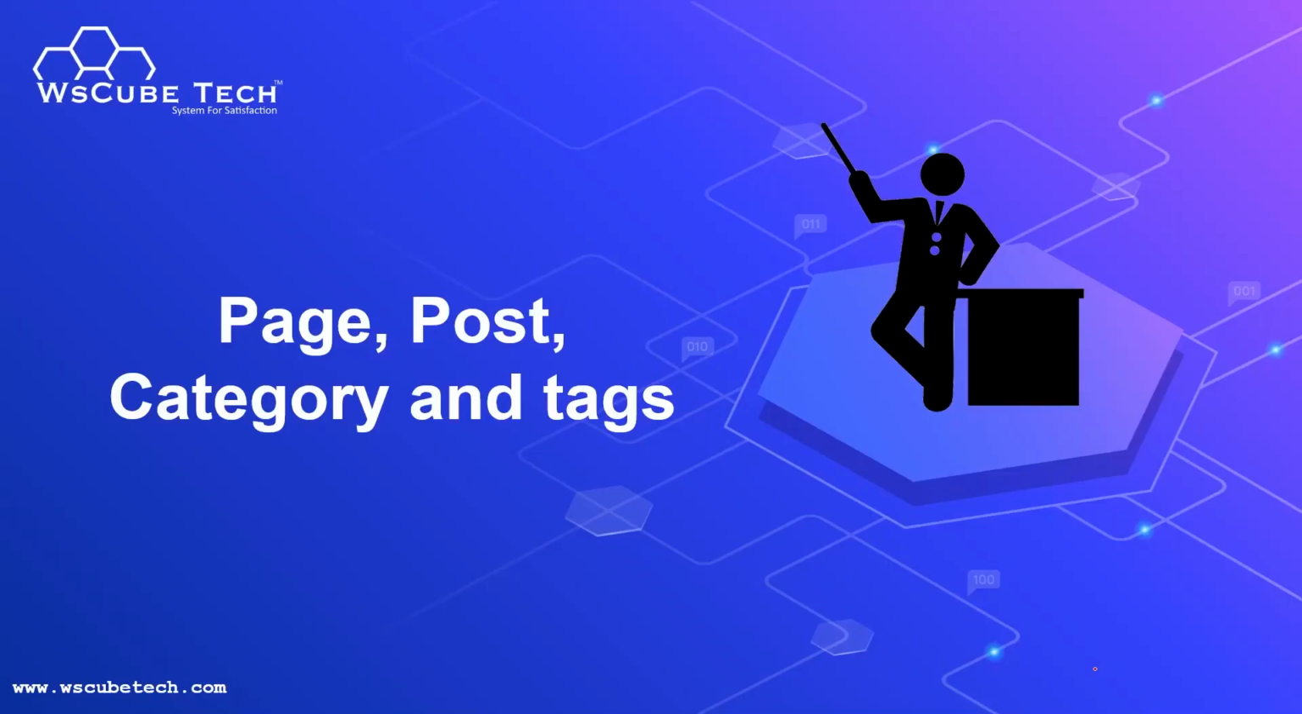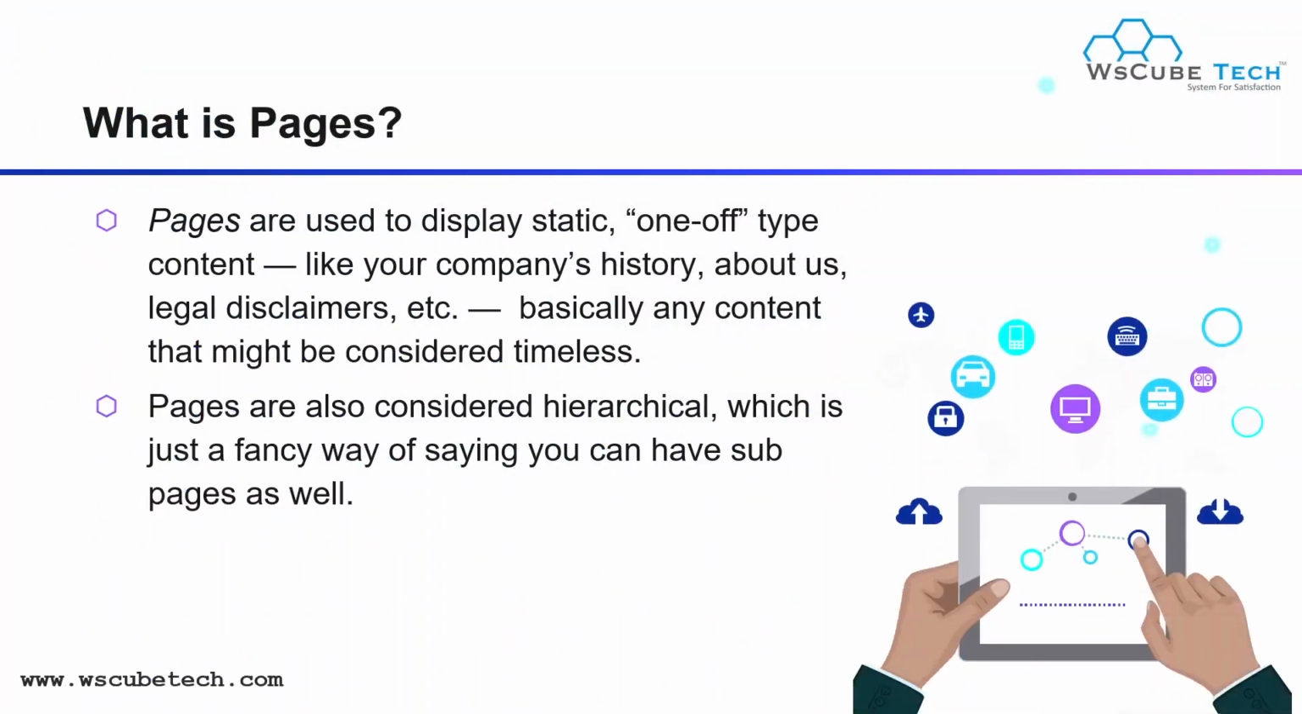So in this video, I'm going to talk about pages, posts, how they are different from each other, categories and tags. So let's start with the pages part. What are pages? In your website, pages are used to display static content. These are things like your company's history, about us, contact us. These all are pages here. Basically, any content that might be considered timeless.